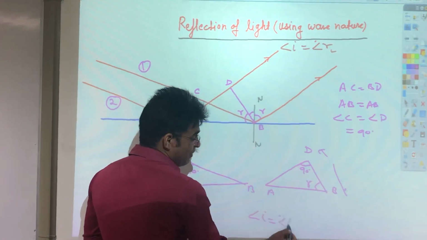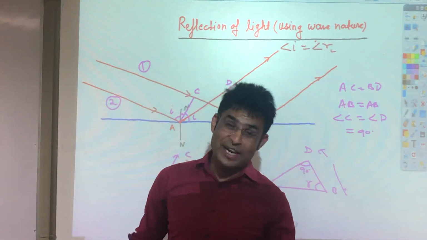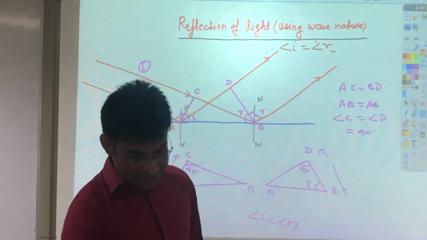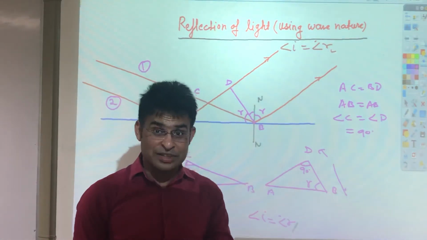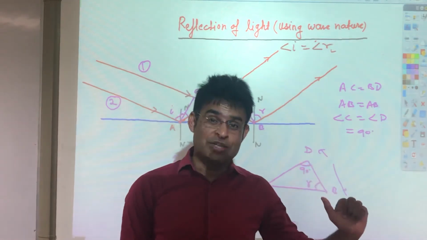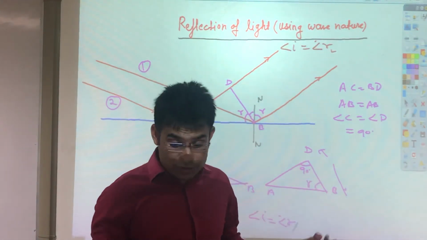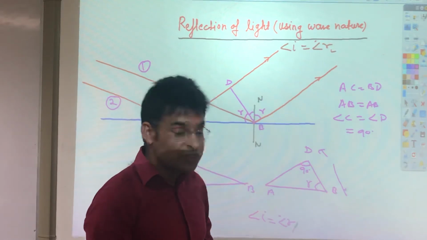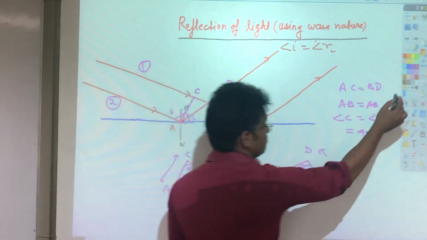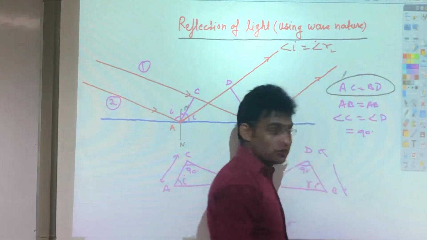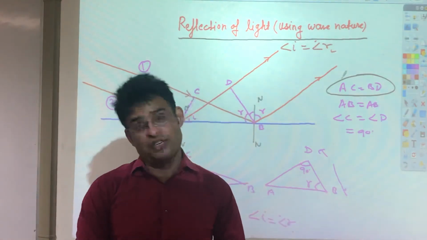So I used wave nature to prove the law of reflection, I is equal to R. We already know I is equal to R, which is a very basic thing. Every student knows that I is equal to R, the law of reflection, but that is using particle nature of light. Right now I proved it using wave nature of light. And where did I use the wave concept? When I say AC is equal to BD. This is only possible if I consider Huygens principle and wave nature of light. Thank you.